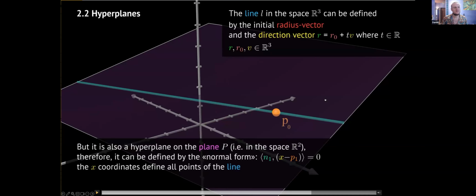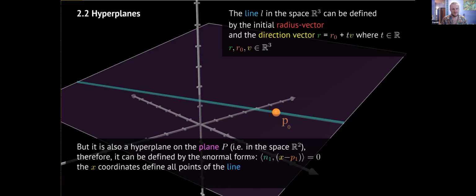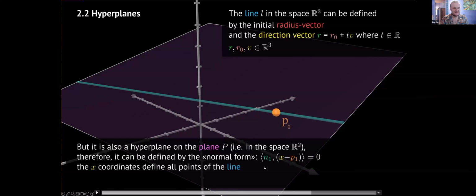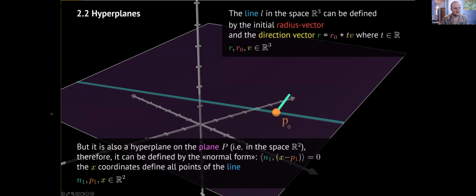But as we have said before, the line is actually a hyperplane as well. But it is a hyperplane if it is embedded in a space R2, right? So it too has to have a normal form or normal equation, right? How do we arrive at that?